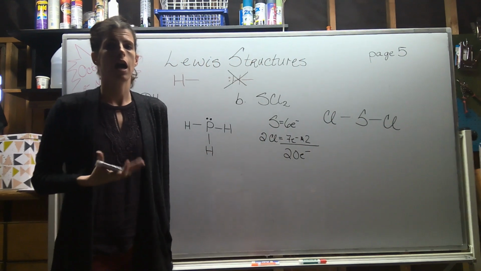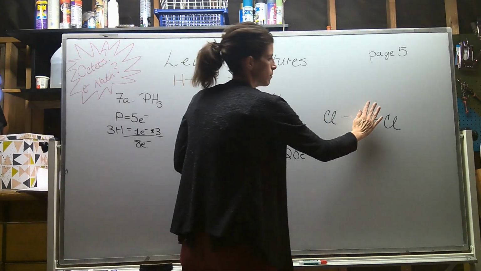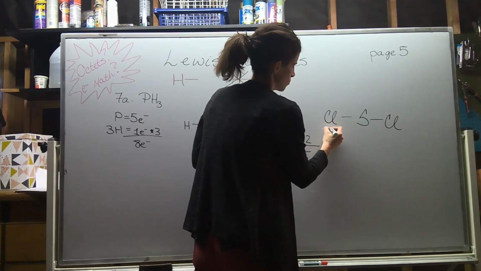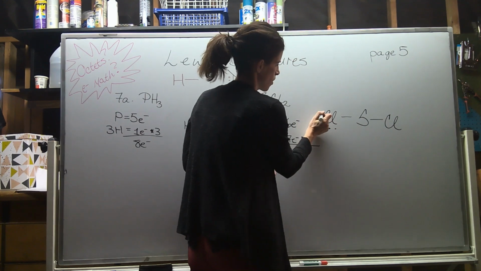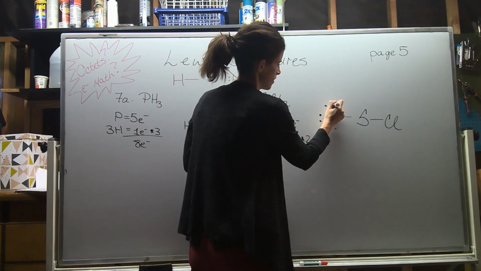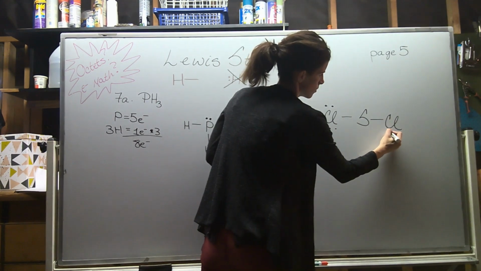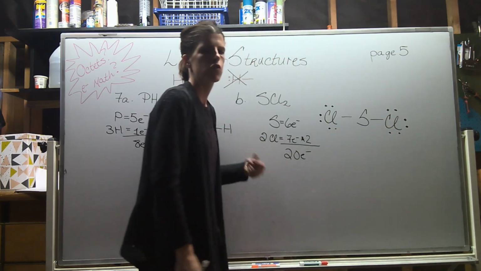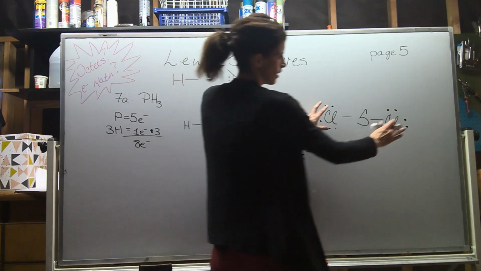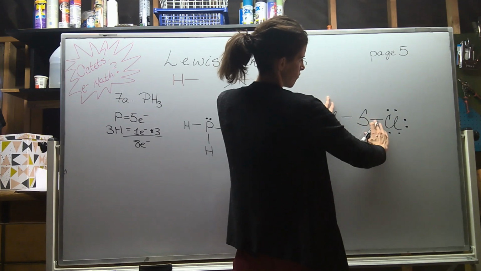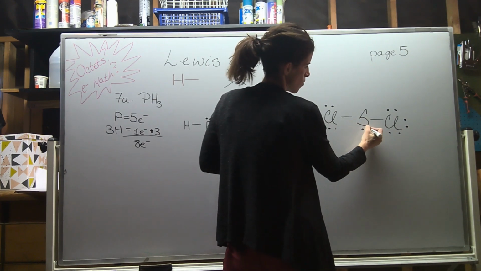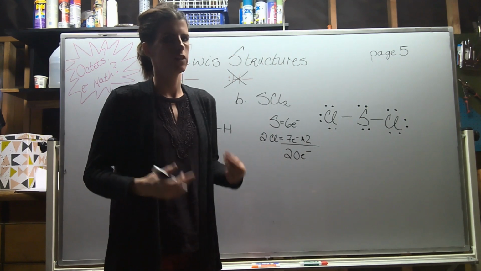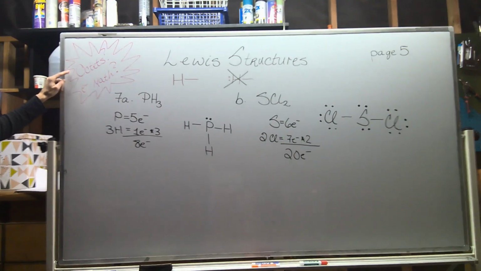Personally, I like to take care of the octets first. So right now I'm noticing that chlorine only has 2 electrons or 1 bond. So I'm going to do 2, 4, 6, 8. Same thing on this side: 1, 2, 3, 4, 5, 6, 7, 8. Both chlorines now have 8. I look at sulfur, it's got 2 and 4, so it needs 4 more electrons. So now everybody has 8 electrons. All the octets are satisfied.